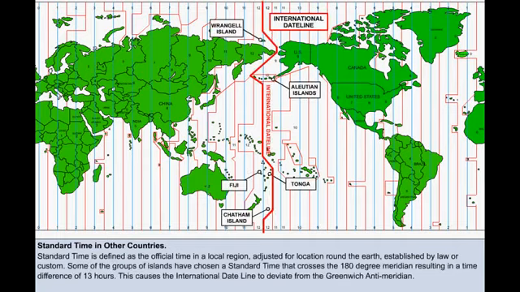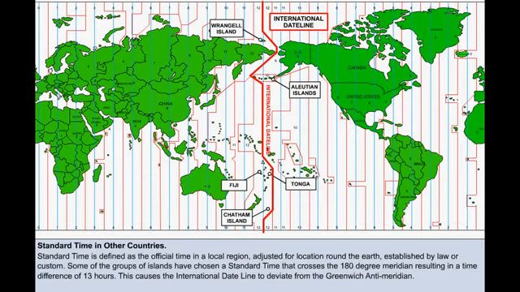Previously, we have considered that the maximum time difference from GMT or UTC is 12 hours. For administrative reasons, some of the groups of islands have chosen a standard time that crosses the 180-degree meridian, resulting in a time difference of 13 hours. This causes the international dateline to deviate from the Greenwich anti-meridian.